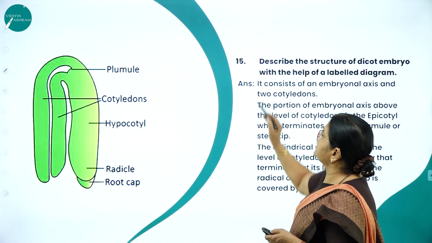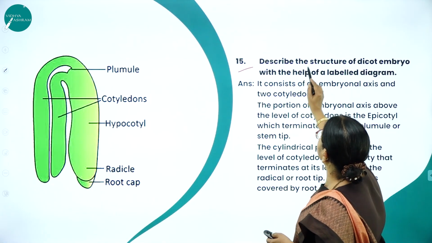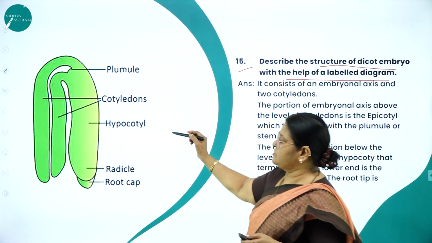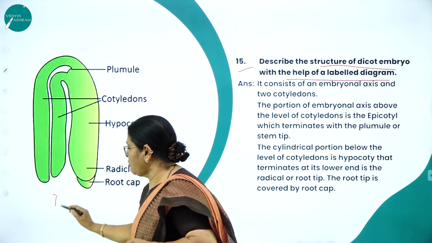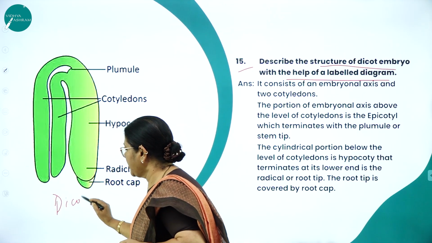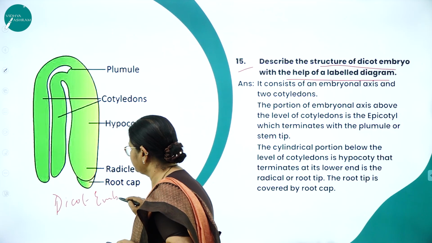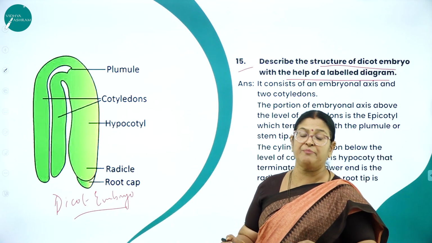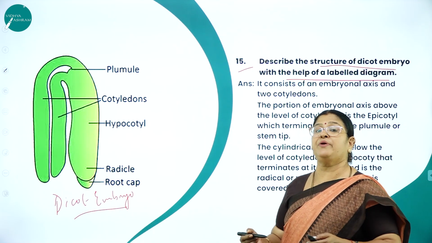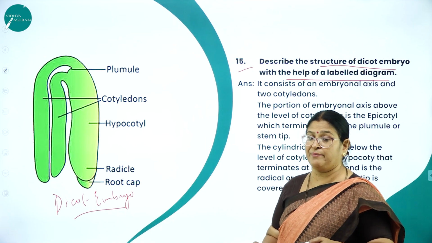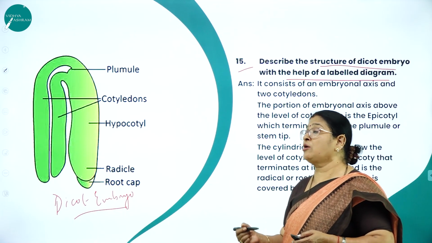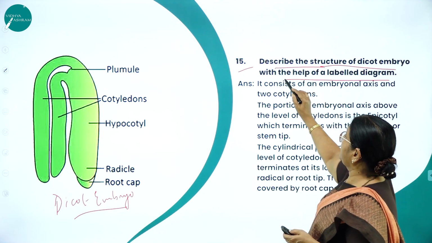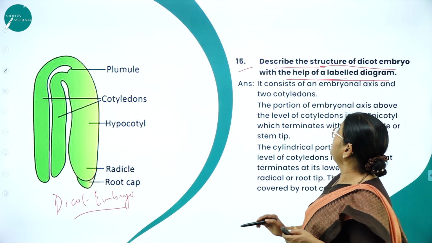Then moving on to the next question, question number 15. Describe the structure of dicot embryo with the help of a labeled diagram. So this is the structure of a dicot embryo, which is also a very important diagram from the examination point of view. Maybe for a 3-mark question only the diagram might be asked, but for a 5-mark question, along with describe. So here they have again asked: describe the structure of the dicot embryo with the help of a neat labeled diagram.